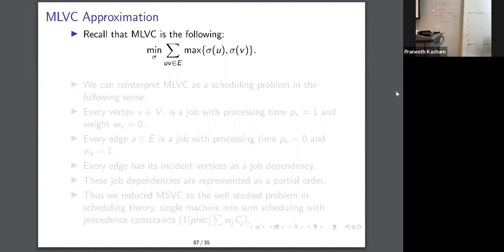Technically, what the scheduling machine needs to do is to decide in what order to pick the vertices, because those are the ones that take time. The edges don't take any time. They will be immediately scheduled after their endpoints are scheduled by the machine. But they are going to penalize the function by the time they are covered. So is the scheduling problem clear?